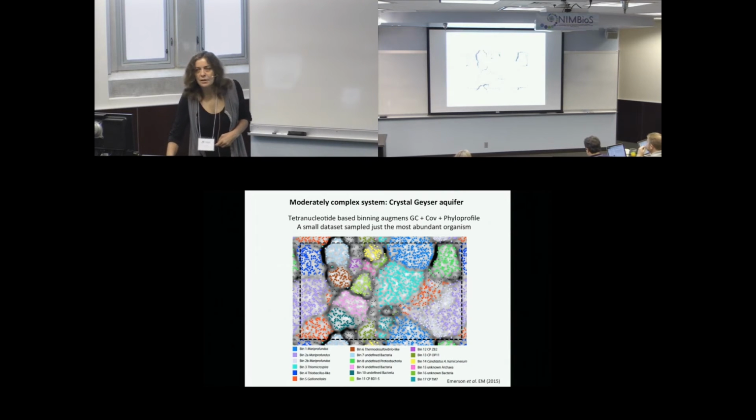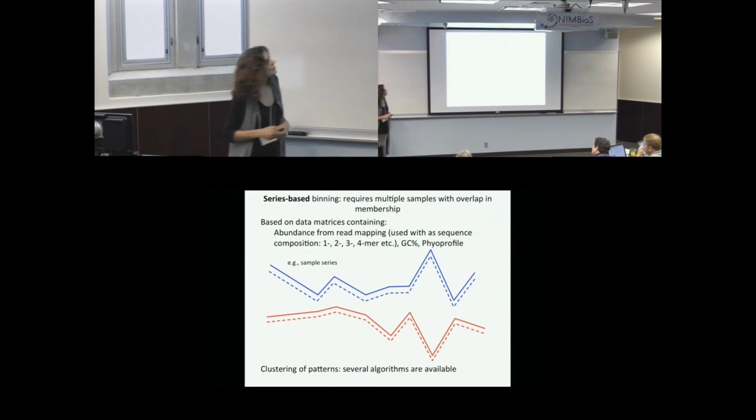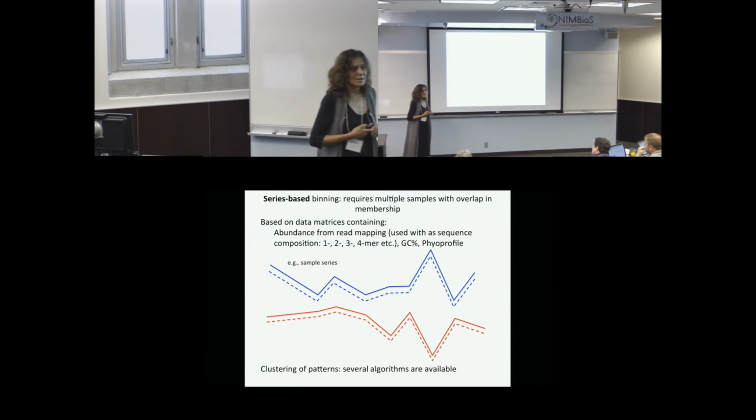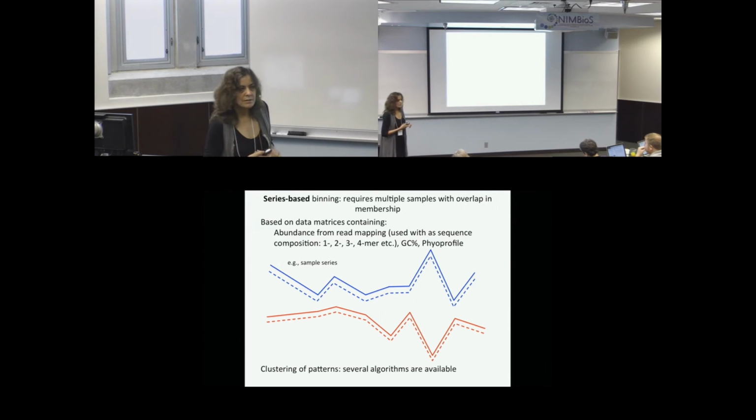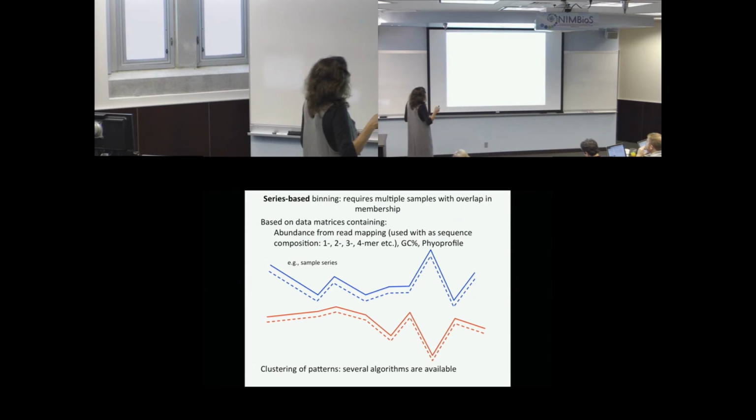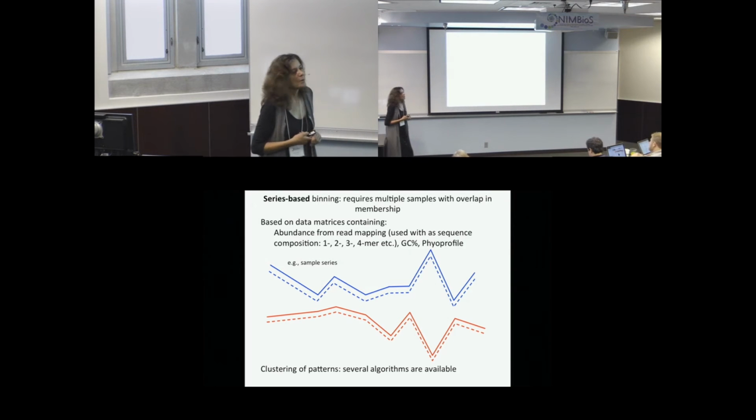So Crystal Geyser is okay for the dominant things. Human gut's easy for the most part. But for a lot of samples, a lot of systems, it just doesn't work. And so other kinds of information need to be brought to bear. One of the things that's proved to be most powerful is information about abundance patterns of organisms, and thus the fragments of their genomes, across samples.